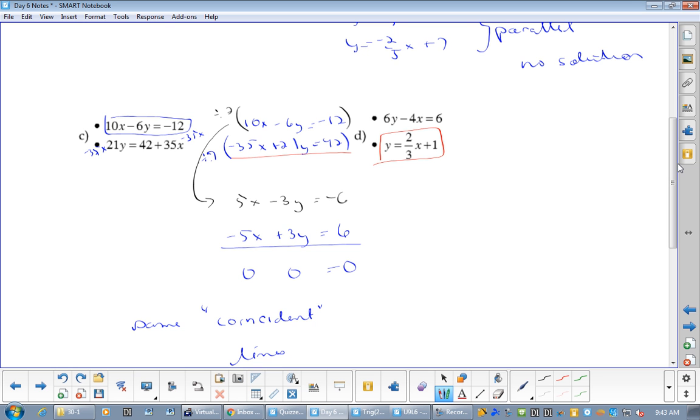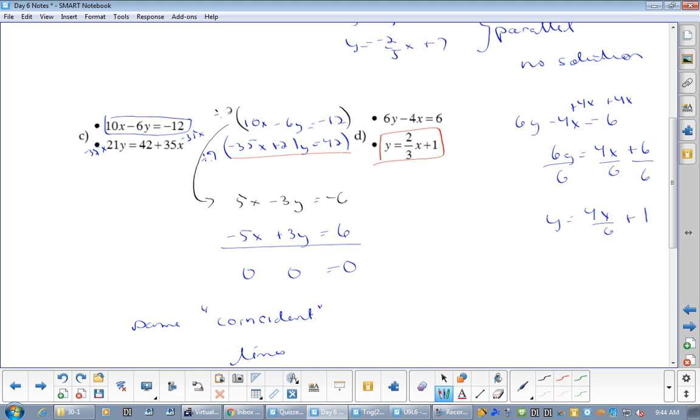So since the second one is already in y equals, I'm going to take the first one and make it y equals. I'm just going to write it to the side here where I have room to work. I will add 4x to both sides. 6y equals 4x plus 6. Then I will divide by 6 on everybody. y equals 4x over 6 plus 1.